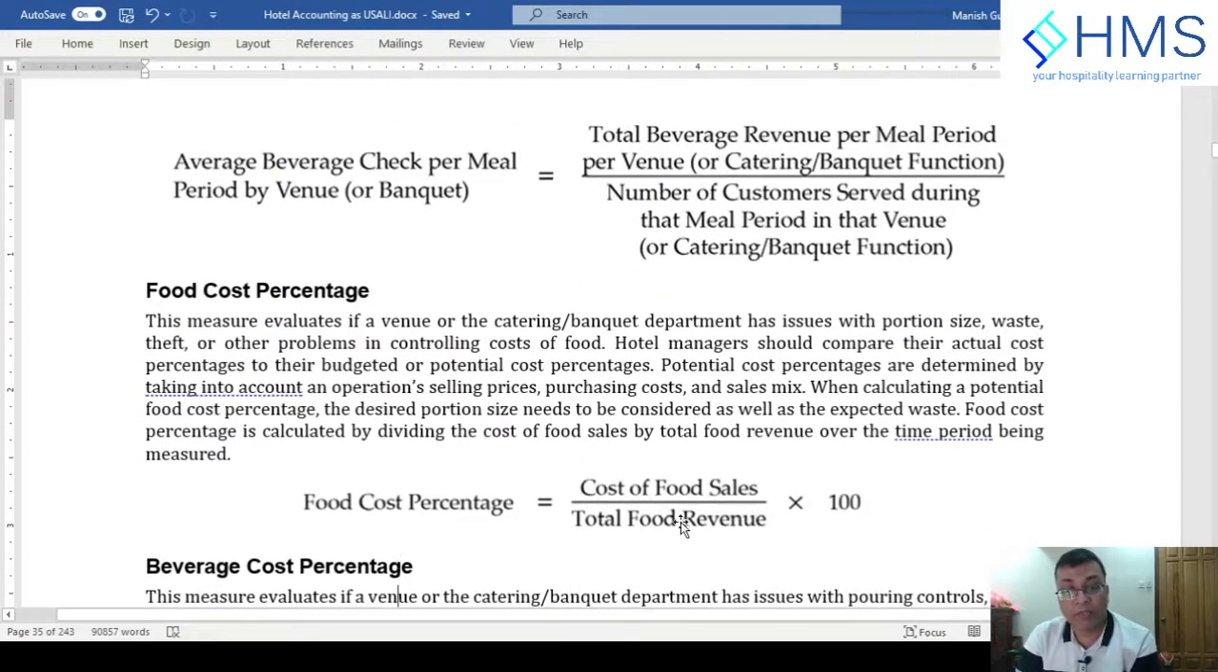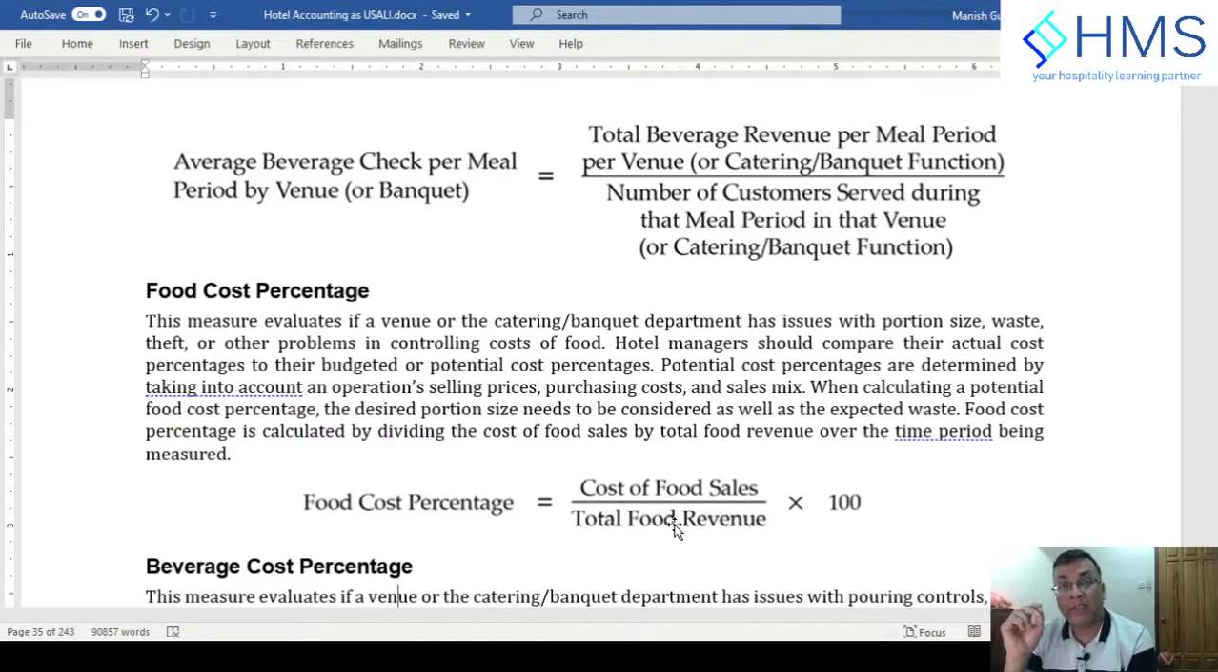Then you have food cost percentage, which is simple to calculate: total cost of food sales divided by the total food revenue before the allowance. Here we don't include the allowance. We normally include only the selling price, purchasing cost and sales mix. This measure helps us understand if our food cost is in line with our potential cost. Potential cost is usually the recipe cost based on the standard selling price, standard purchasing cost, and the estimated sales mix.